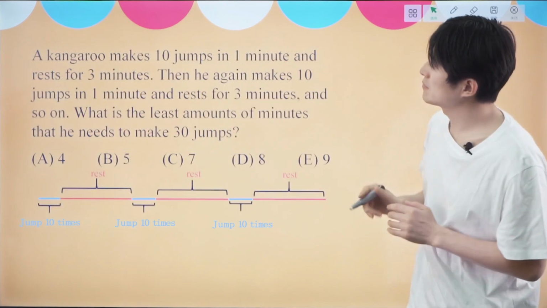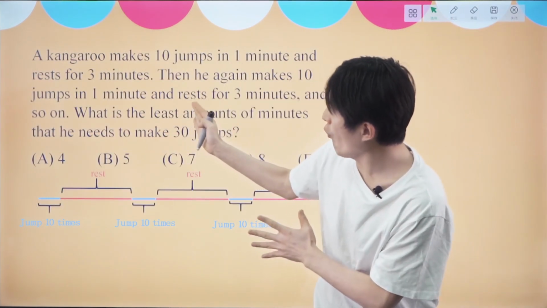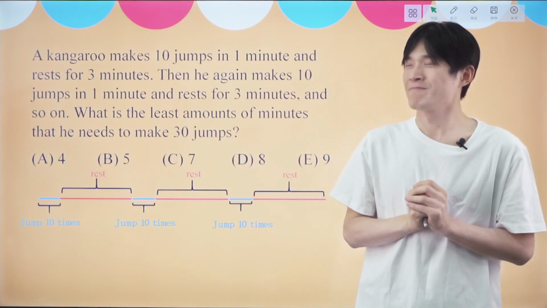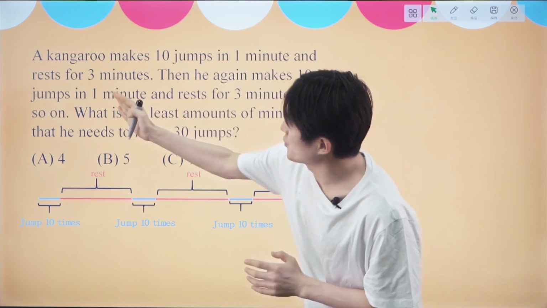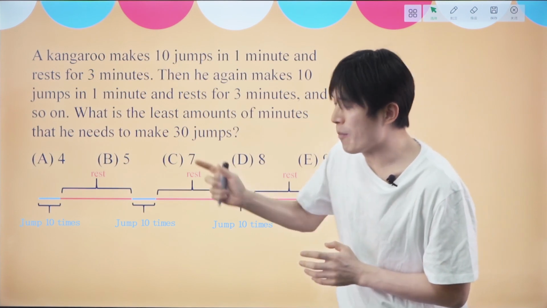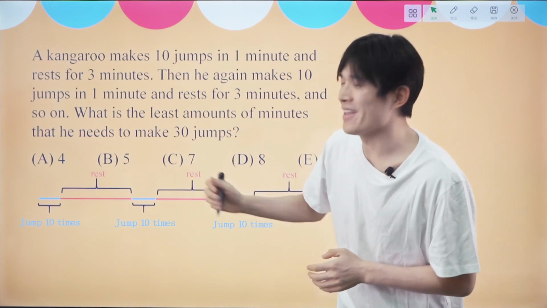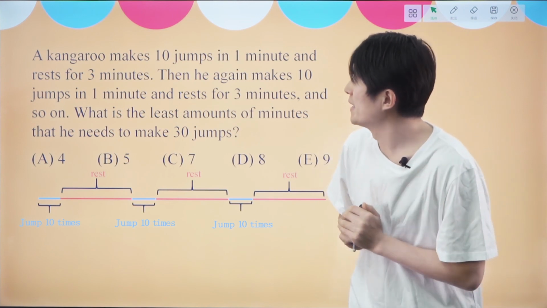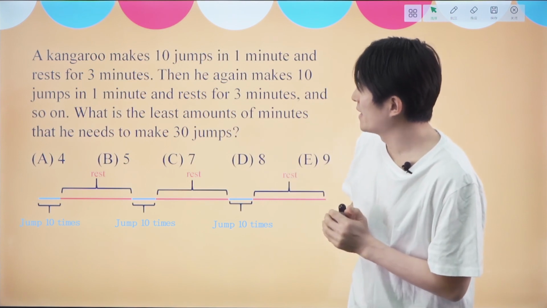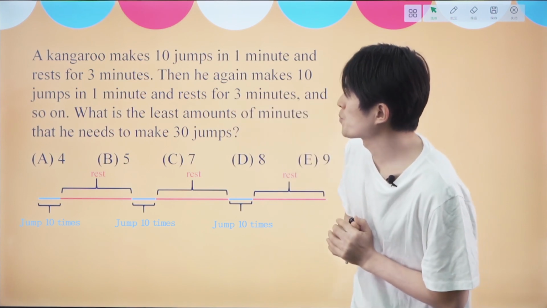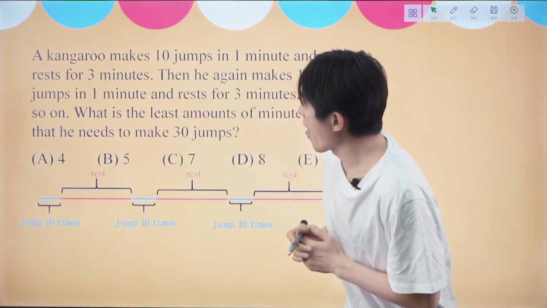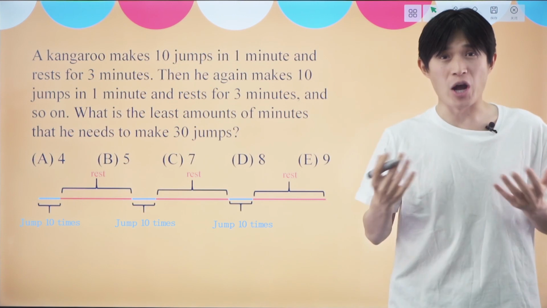Here we go. A kangaroo makes 10 jumps in 1 minute and rests for 3 minutes. 1 minute jump and then rest for 3 minutes. Then he again makes 10 jumps in 1 minute and rests for 3 minutes, and so on. So what is the least amount of minutes that he needs to make 30 jumps?